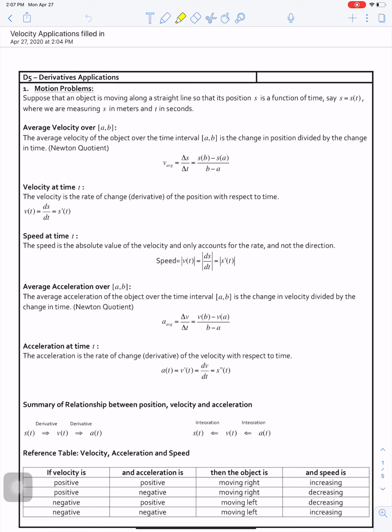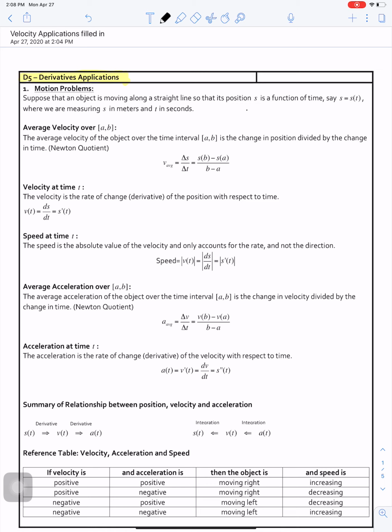So we're going to complete the last section in our D5, which is derivative applications. So we've done related rates, we've done optimization, and now we're going to think about the motion problems. With motion problems, suppose that we have an object and it's moving in a straight line.